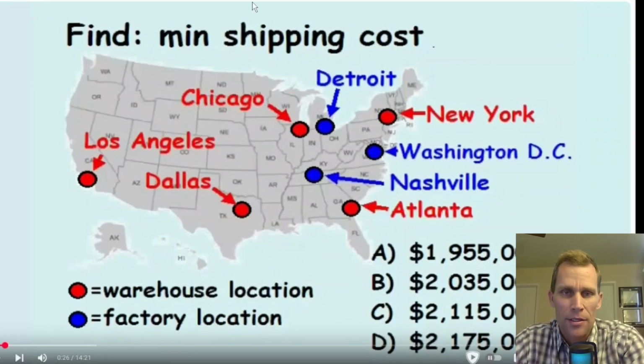In the next slide here, I just identified the different cities. If you're not familiar with the United States, you can do the same sort of problem in any country with any set of cities. But anyway, we have factories in Nashville, DC, and Detroit, and then we have warehouses in Dallas, LA, Chicago, New York, and Atlanta. So we want to move the product from the blue dots, the supply, the factory, to the red dot, which is the demand, or the warehouse.